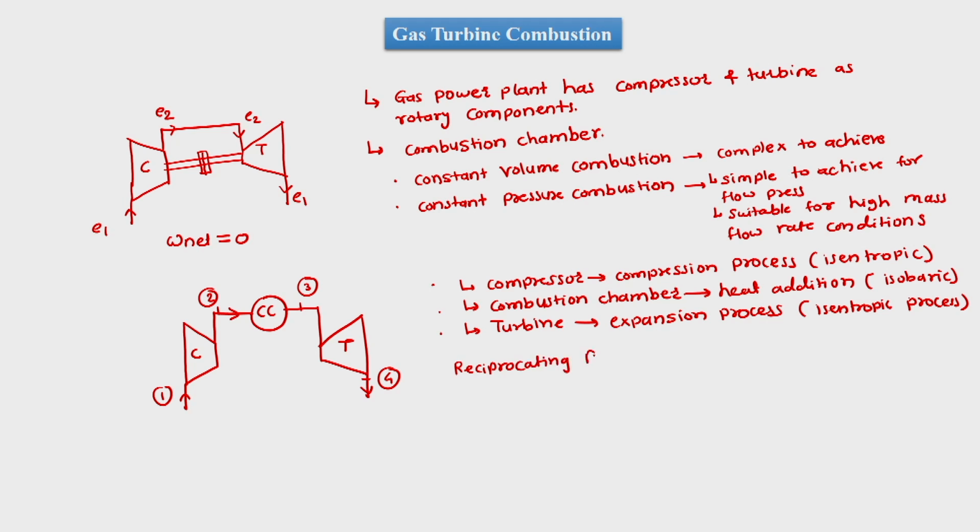In case of a reciprocating engine, we have only a piston and cylinder arrangement, and that arrangement is going to give you all the processes. The piston is going to compress the gas, and then there will be fuel injection into the cylinder, and the high pressure fluid will exert a force on the piston, and the motion of the piston would lead to expansion of the gas, and then opening of the valves would lead to the flow going out to the atmosphere. So, unlike reciprocating engines, gas turbine engines have separate components for separate processes.